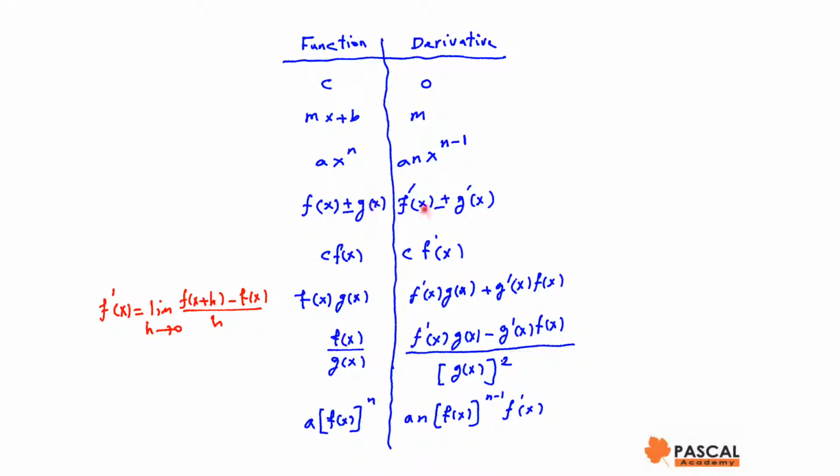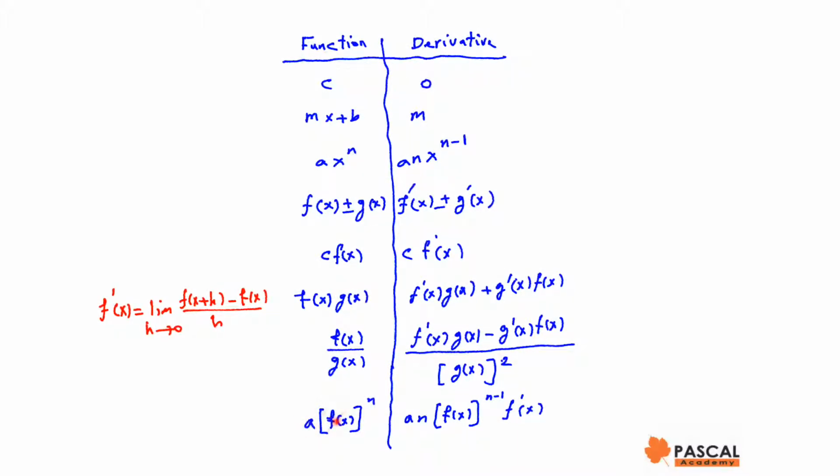Derivative of addition or subtraction of two functions is addition or subtraction of their derivatives. We proved it for two functions. It can be proved for as many functions as we can have. Derivative of a constant times a function is the constant times the derivative of the function. Derivative of the product of two functions is the derivative of the first function times the second function plus the derivative of the second function times the first one. Derivative of a ratio is the derivative of the numerator times the denominator itself minus the derivative of the denominator times the numerator, divided by the denominator to the power of 2.